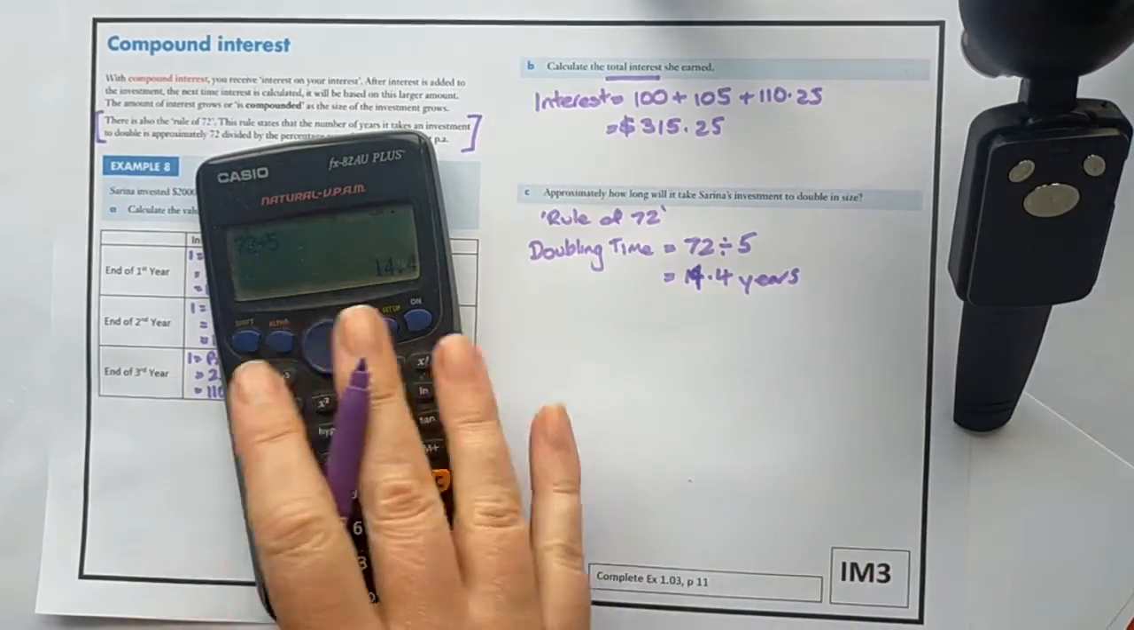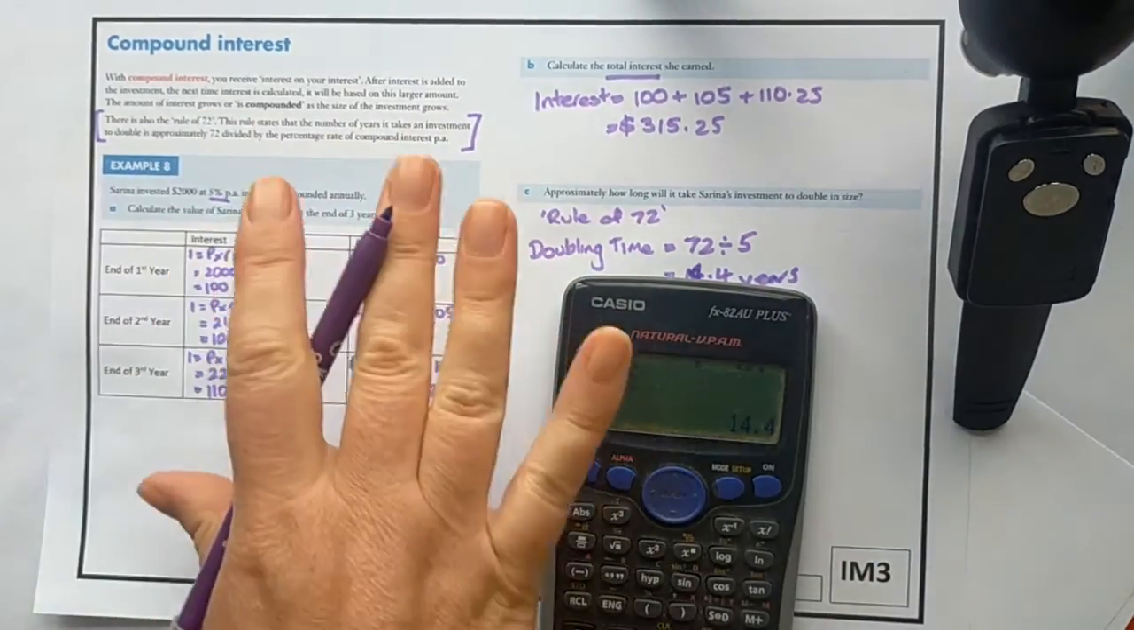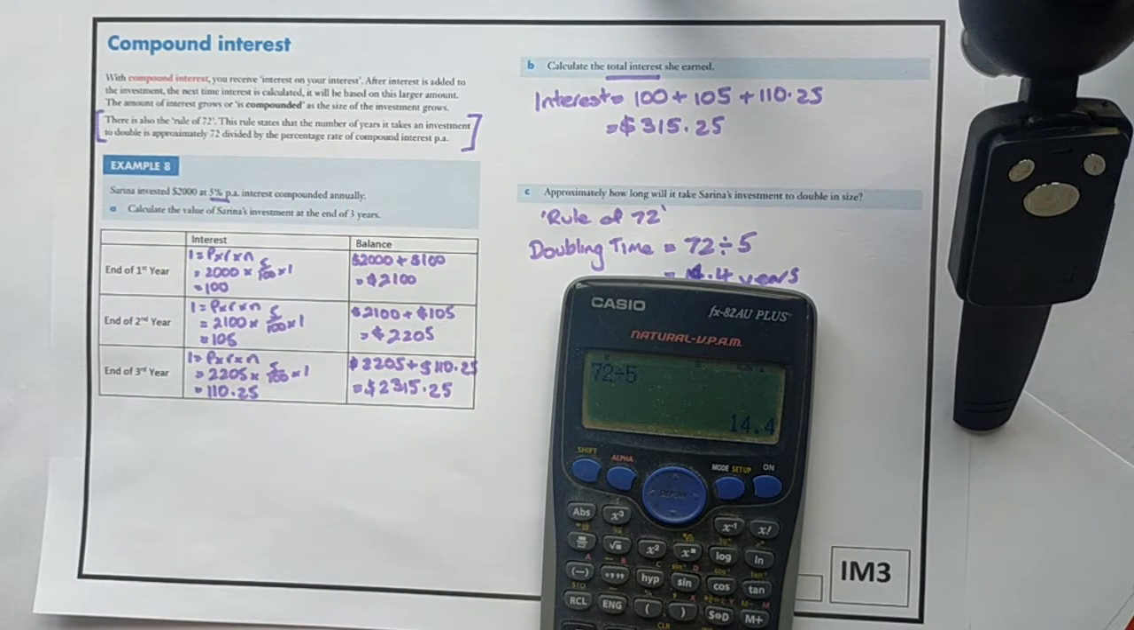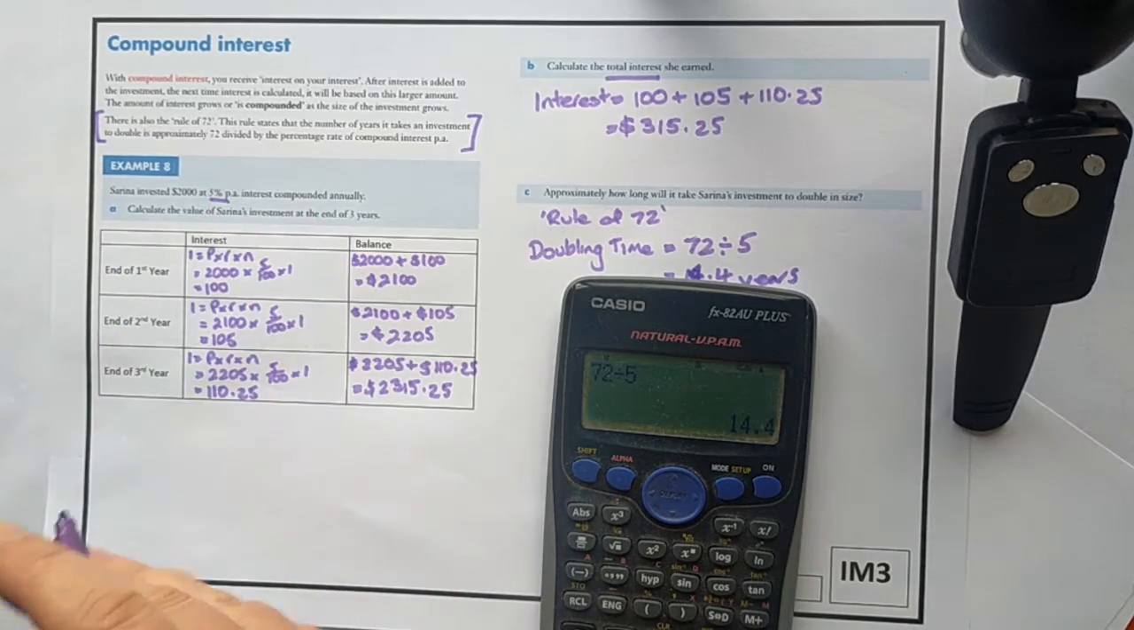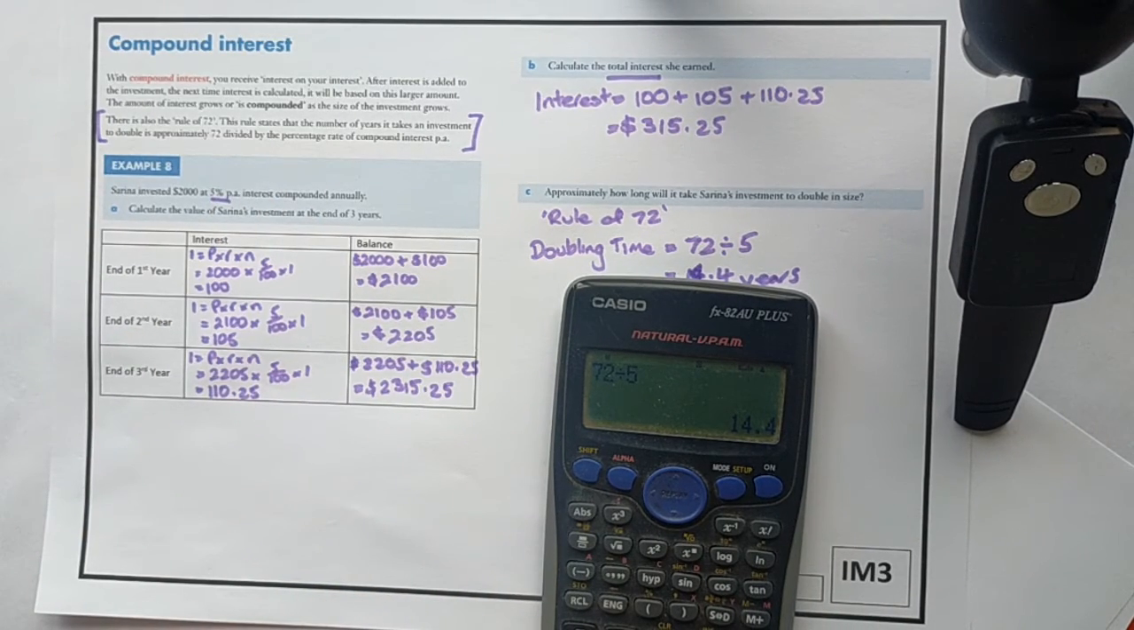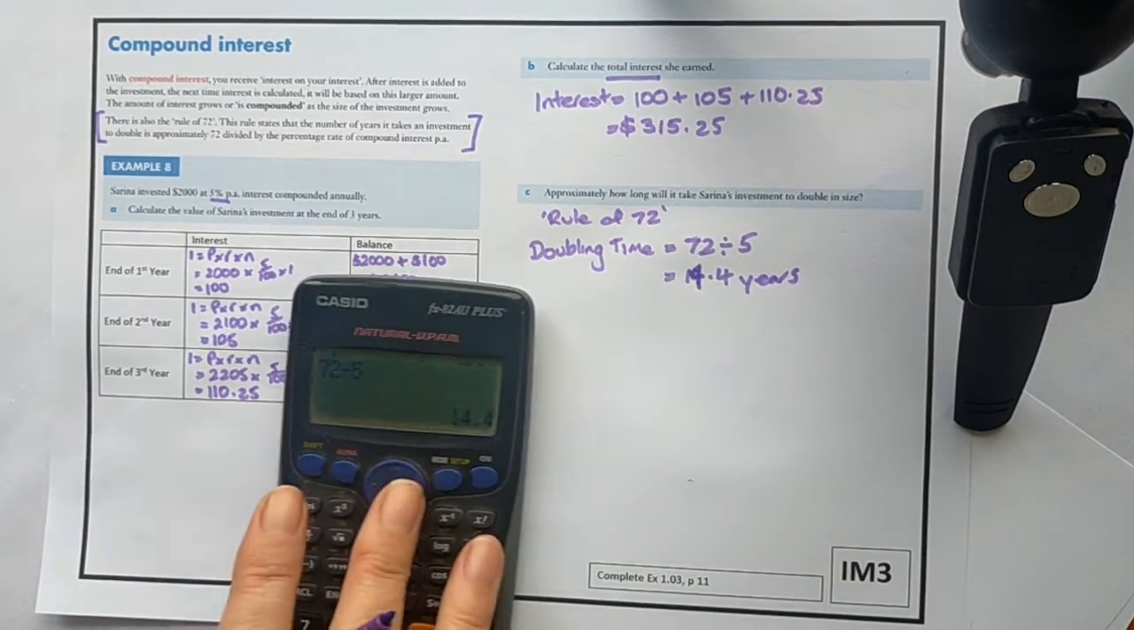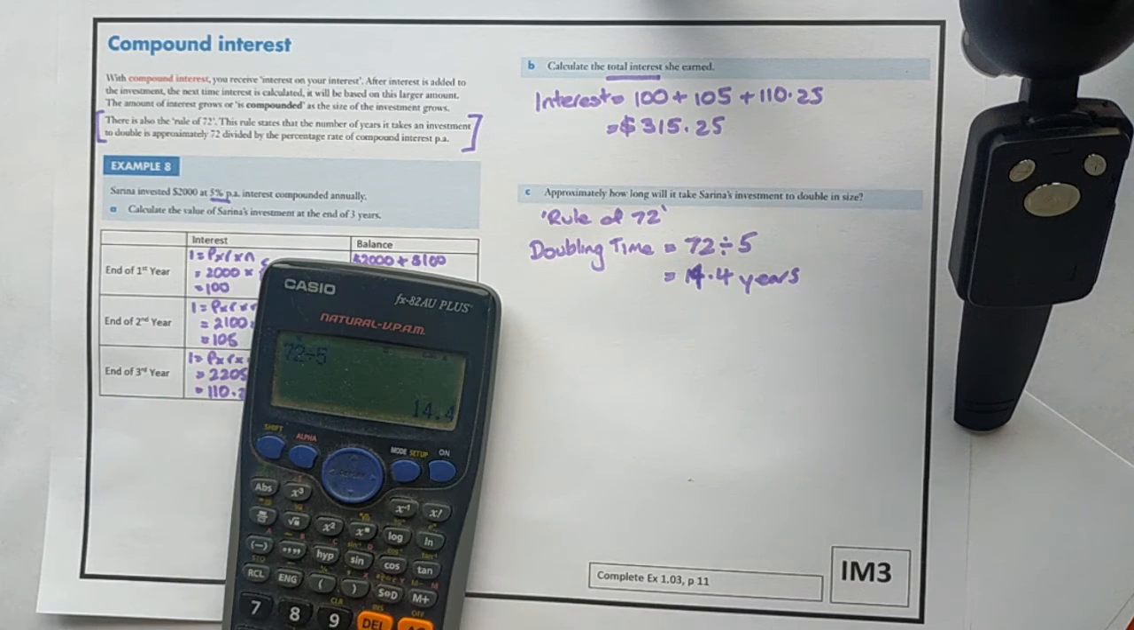A bit time consuming, but this is how you work out compound interest using the balancing kind of method here. So have a go at exercise 103 and see how you go.